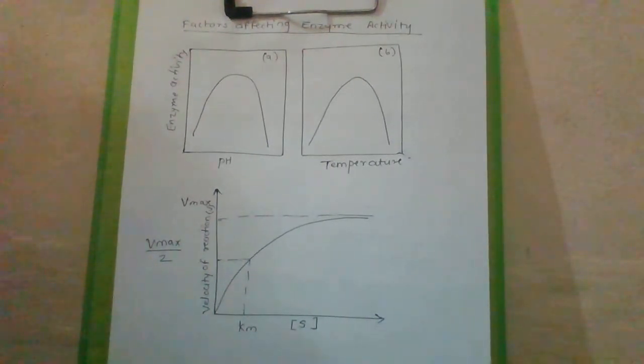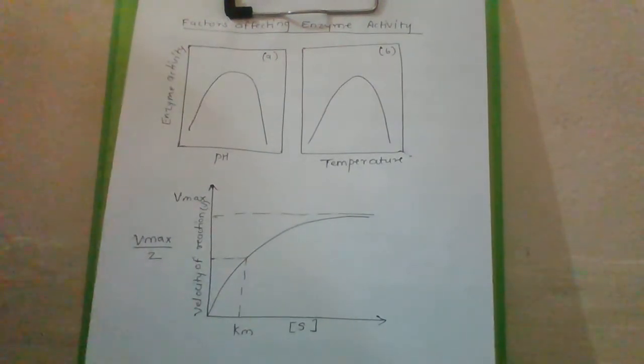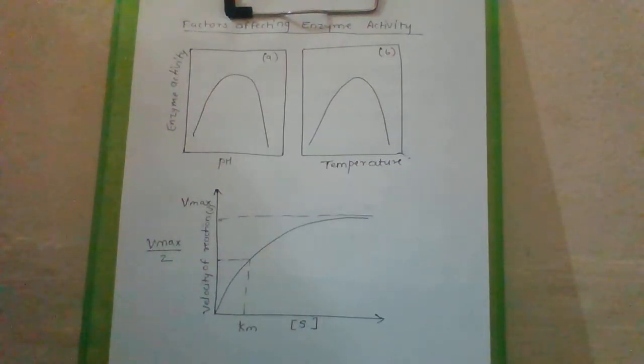pH, temperature and concentration of substrate. So pH and temperature raise the speed or enzyme activity up to a certain point. That point is called the optimum temperature and optimum pH. With the increase of concentration of substrate, the velocity of reaction increases up to a certain point. After that, no change in the velocity occurs.